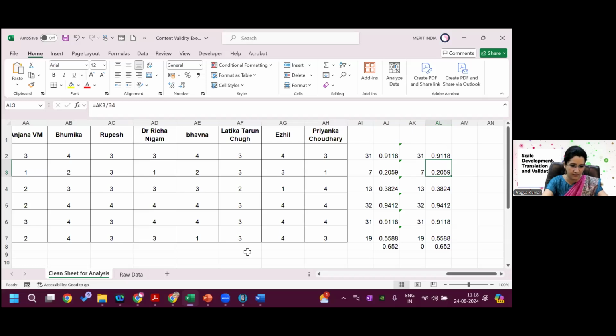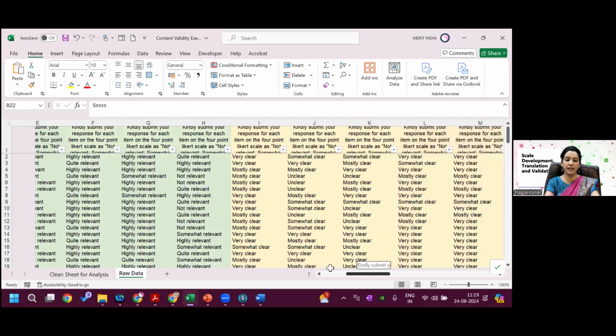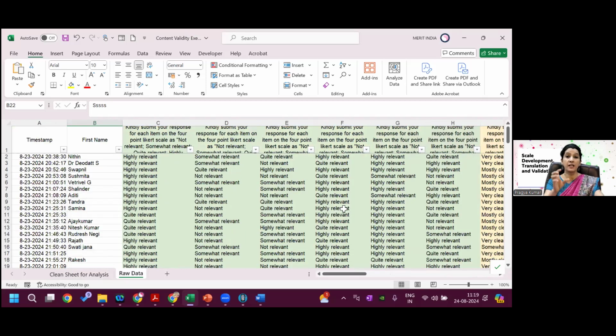You can see this clean sheet for analysis. For clarity, ambiguity and simplicity, you can report the mean score or the proportion of people who said it was clear. But for content validity, we only check the relevance, because it is measuring your construct. For the construct, it is generally the relevance which is the most important part. Am I making myself clear to all of you?